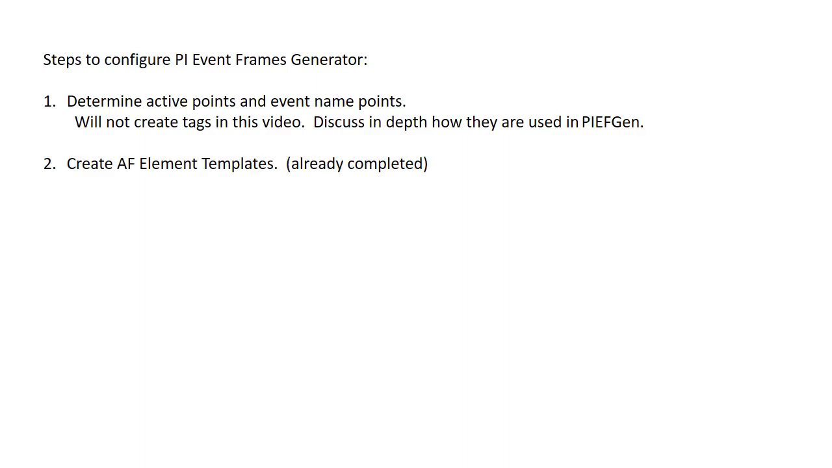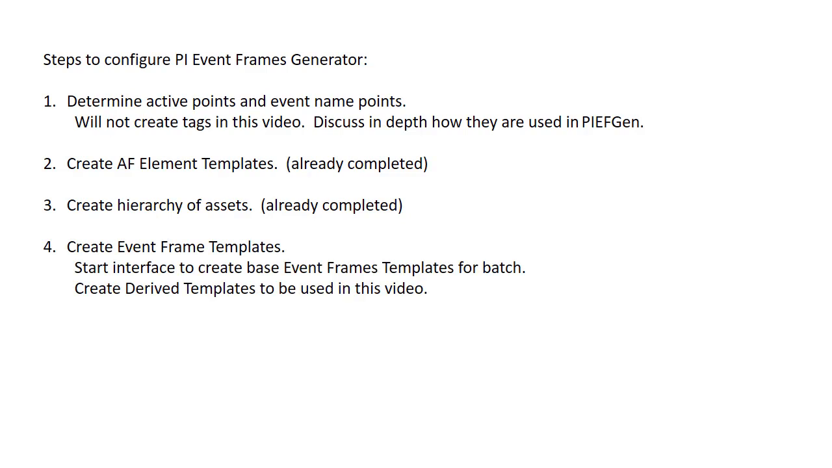We've already created our AF element templates and built a hierarchy of assets. And in the following video, we're going to be linking those assets to specific child event frames or unit batch and sub batch levels in our event frame hierarchy. In this video, we will start the interface to create the base event frame templates, and we'll create derived templates that will be used in this video.